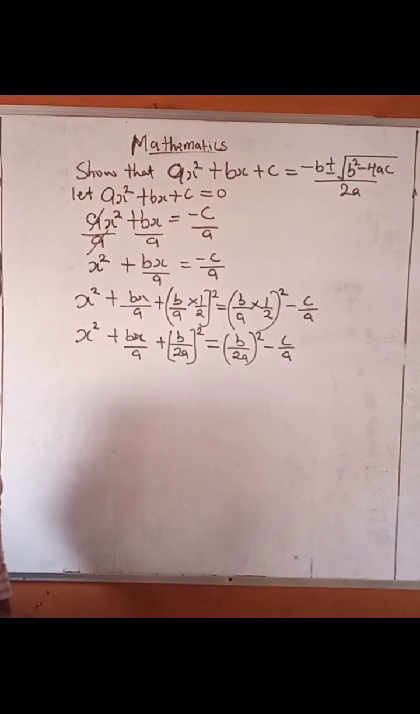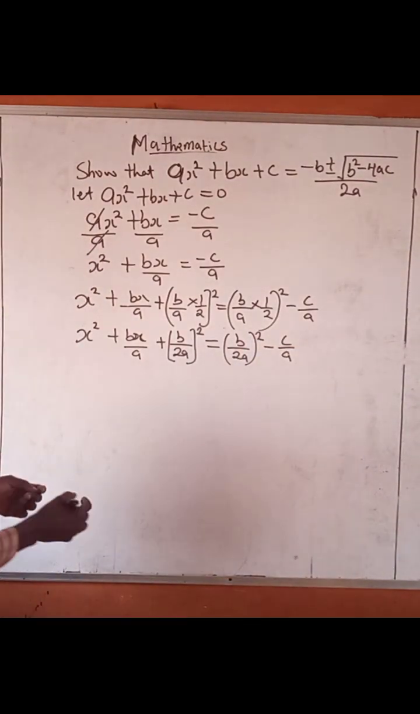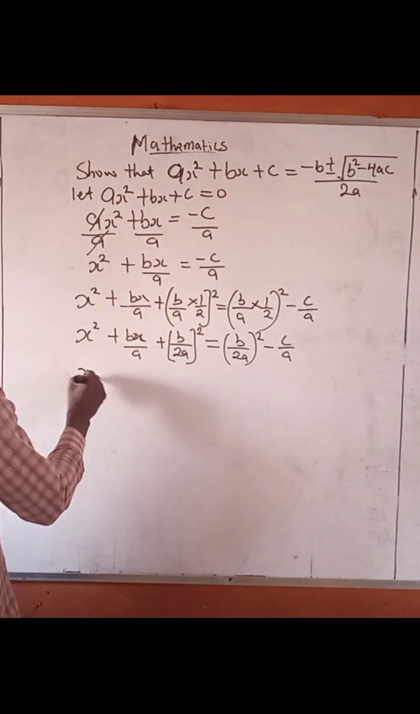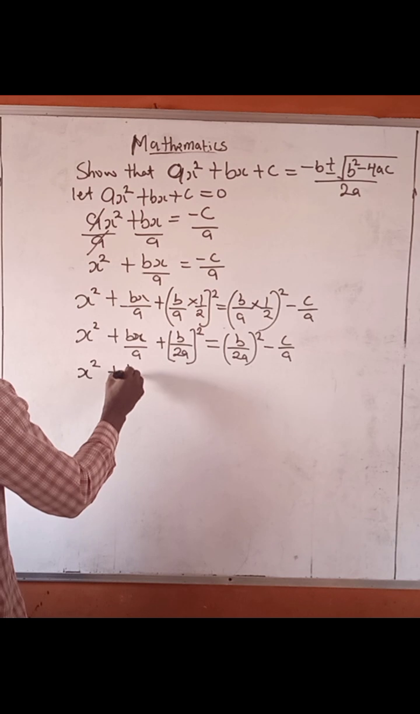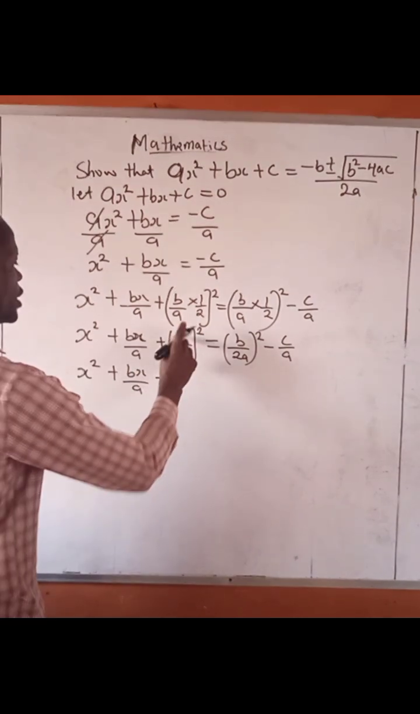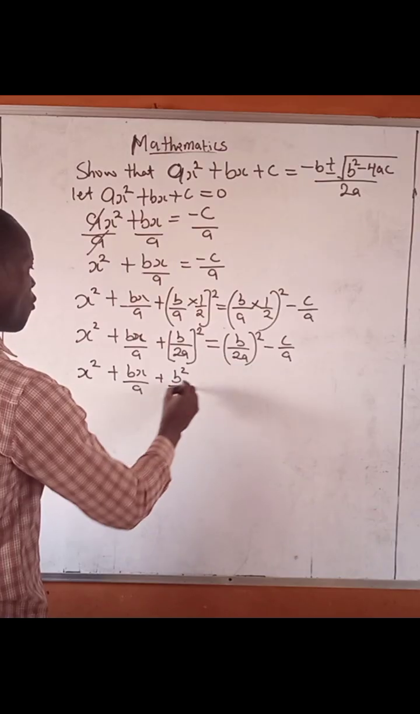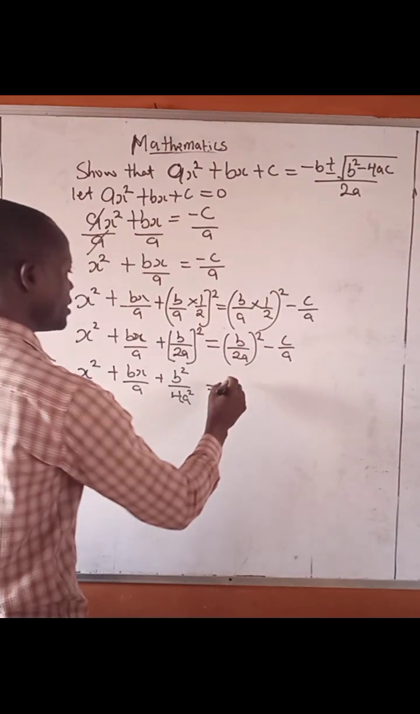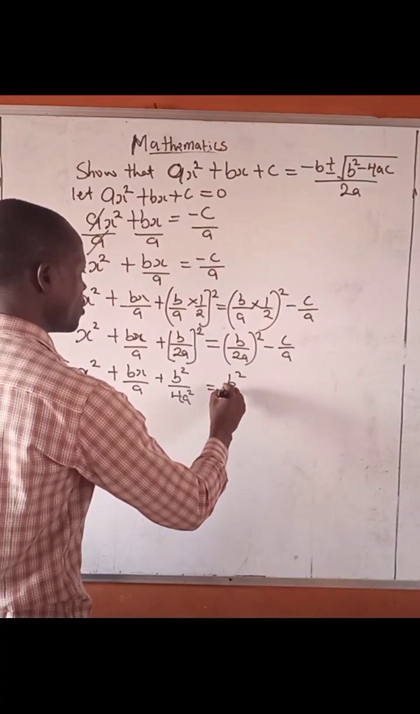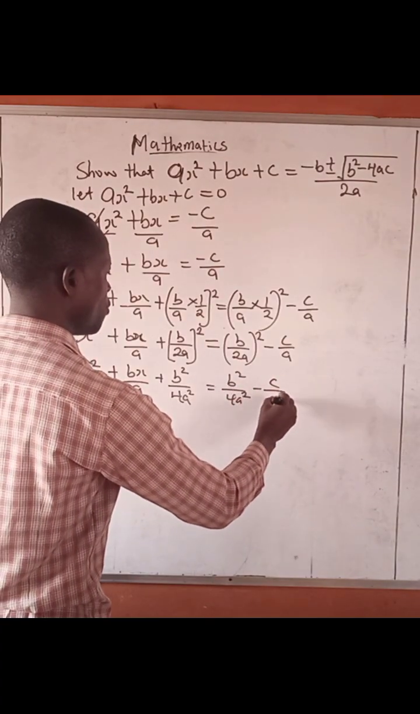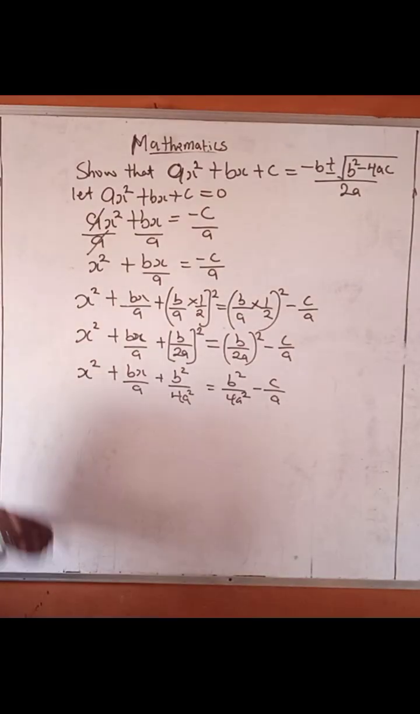Now, having done this, the next thing for us to do: this will be x squared plus bx over a plus b squared over 4a squared, equal to the same thing here, b squared over 4a squared minus c over a. Now, I hope you are getting it.